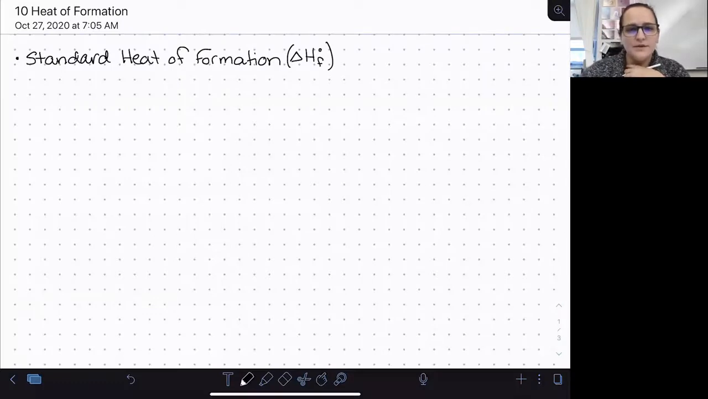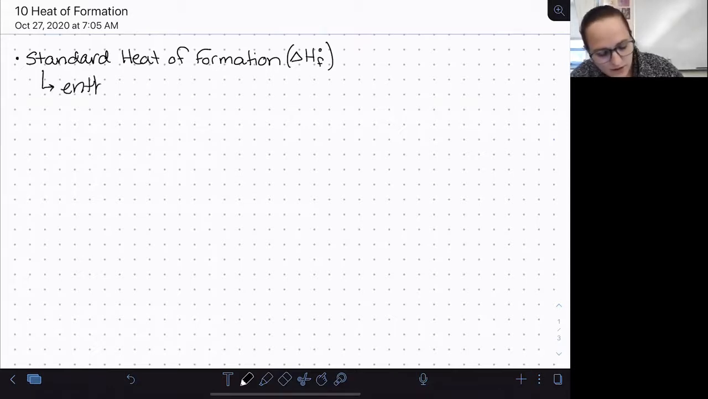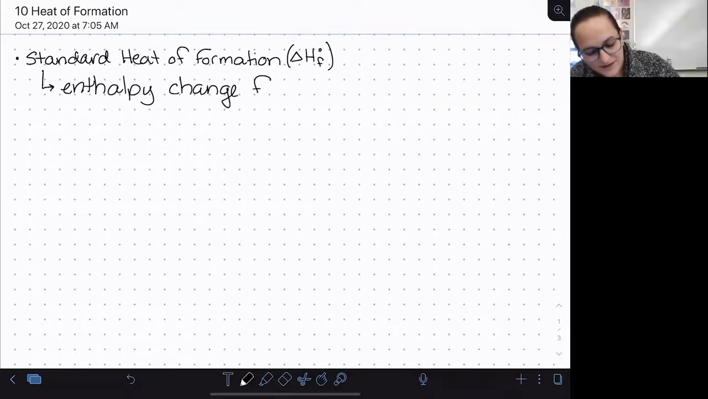In this video, we're going to discuss another way that we can calculate the enthalpy change of a chemical reaction based on pre-existing data. So we'll be using a type of data known as the standard heat of formation, which is defined as the enthalpy change for forming 1 mole of a compound from its elements in their standard states.